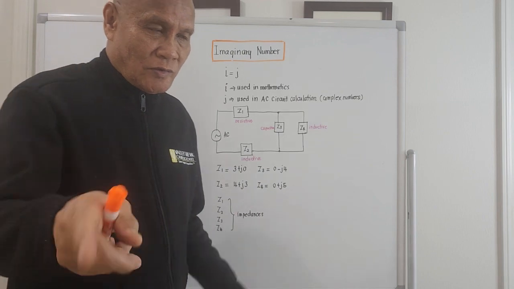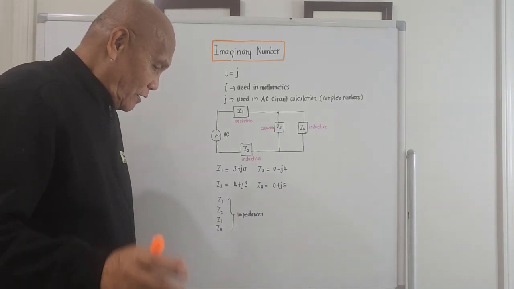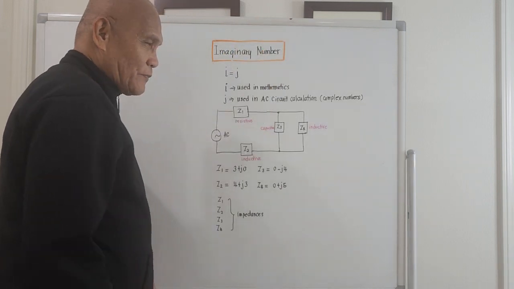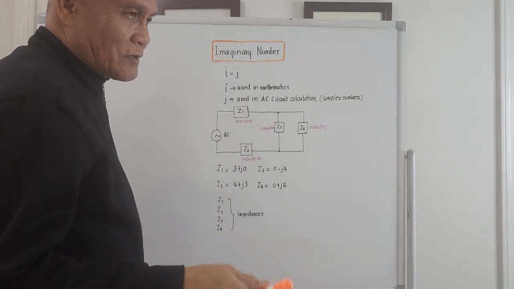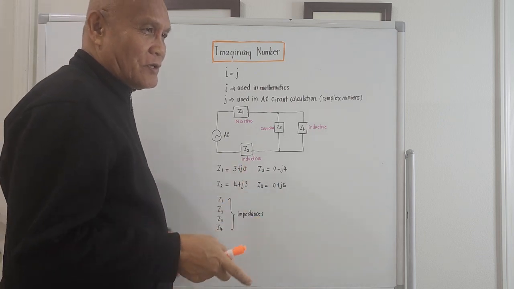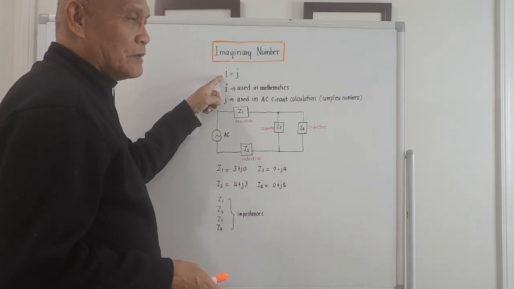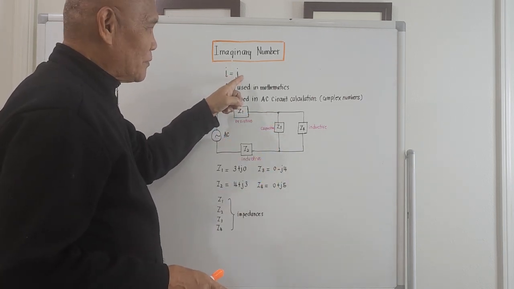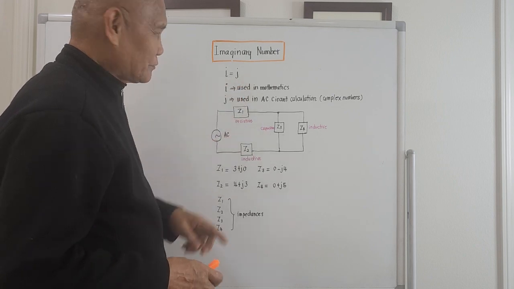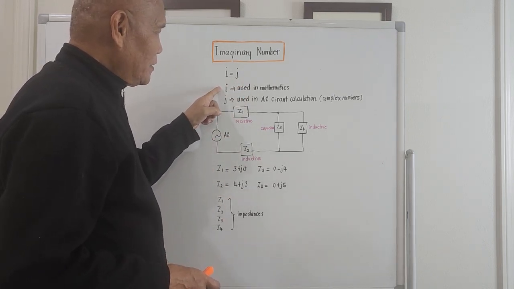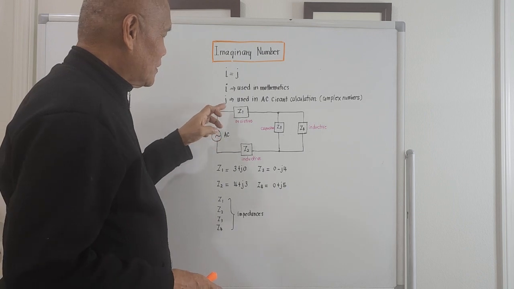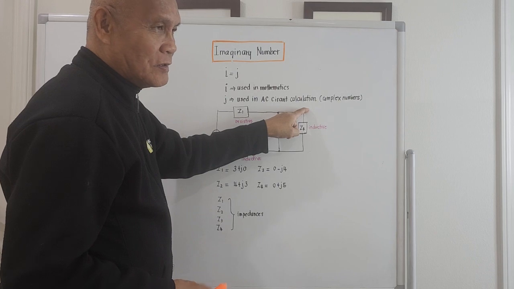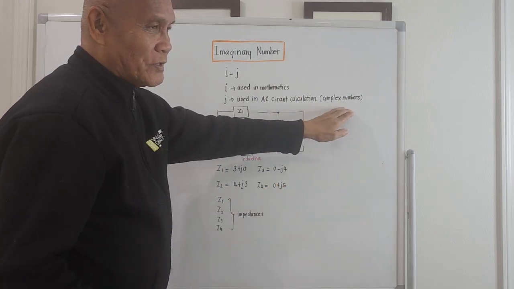Imaginary is synonymous to complex number. Okay, let's proceed. Imaginary number or imaginary numbers. In mathematics, the imaginary number is designated by the letter I, and the other equivalent of this is represented by J. I is used in mathematics, and this J here is used in AC circuit calculations that involve complex numbers.